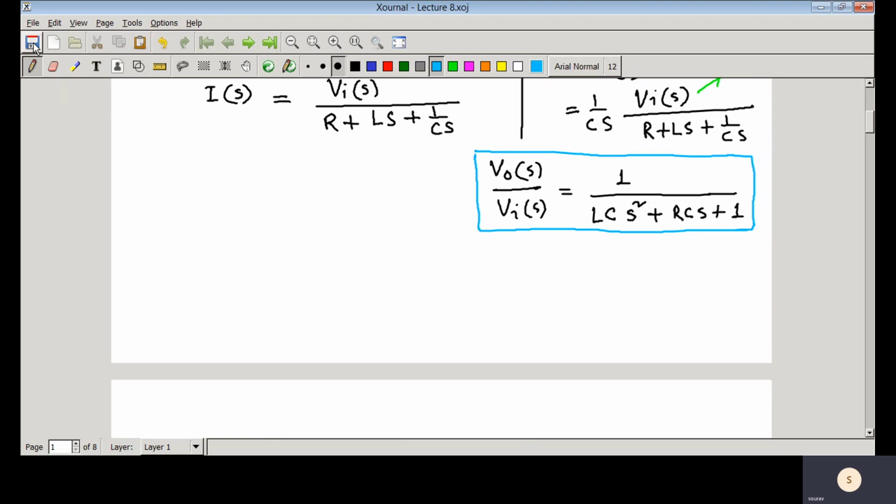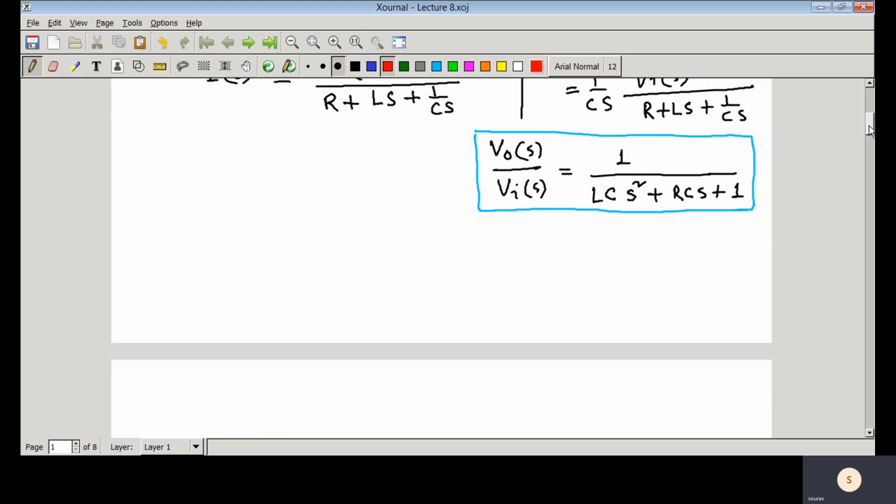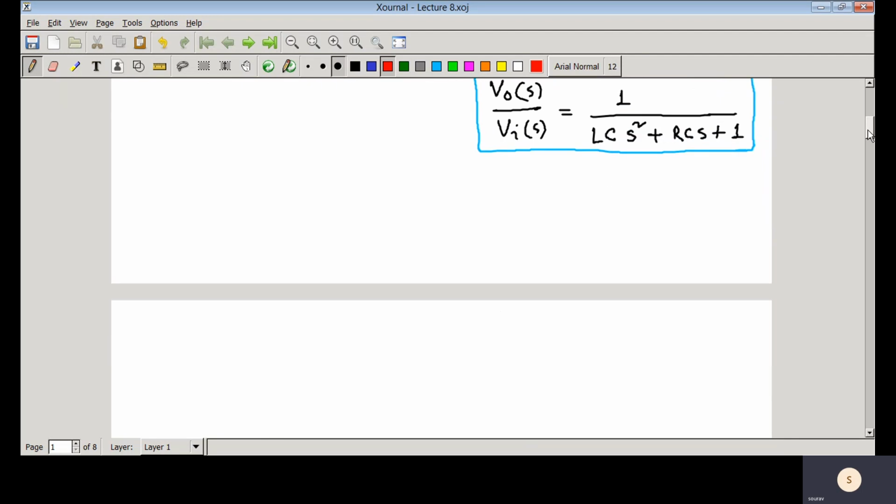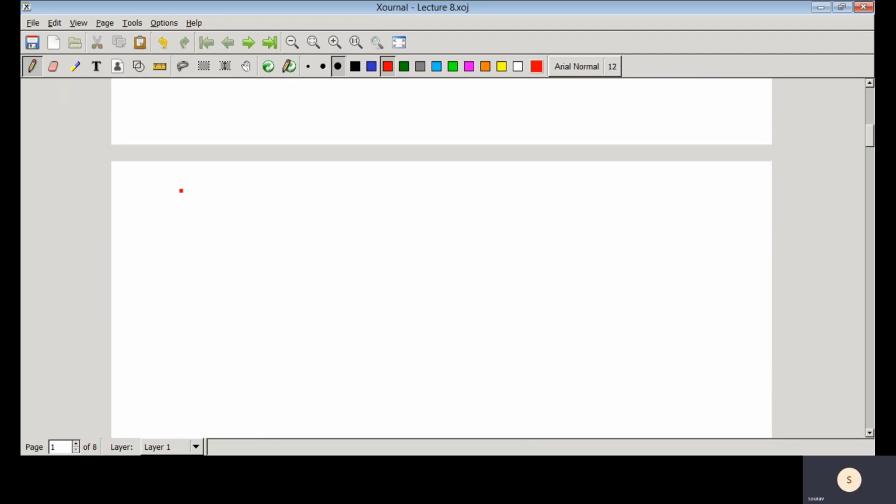So let us see what block diagram representation is. So far, we have already seen how to represent dynamical systems in block diagram form, but here we'll be showing it in detail. That is block diagram representation.